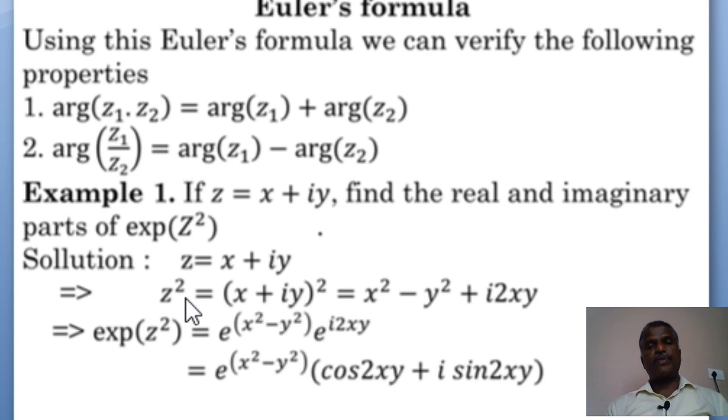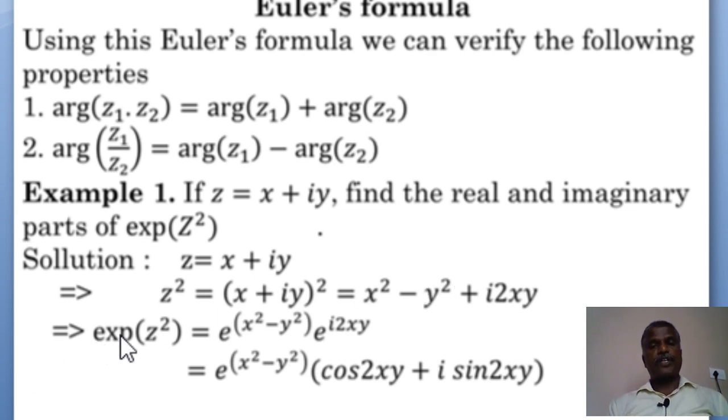So z square is equal to (x plus iy) whole square, that is equal to x square minus y square plus i into 2xy. It comes by the (a plus b) whole square formula, a square plus b square plus 2ab. Here i square is minus 1, so it is minus y square.